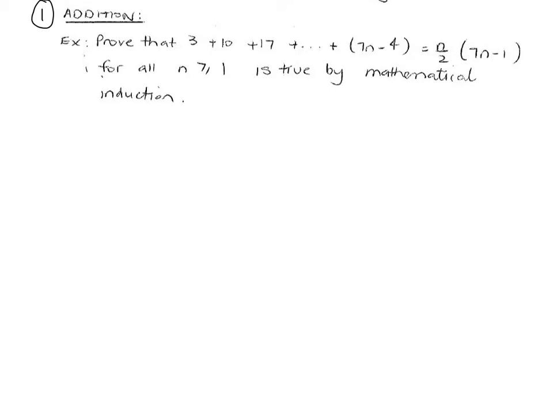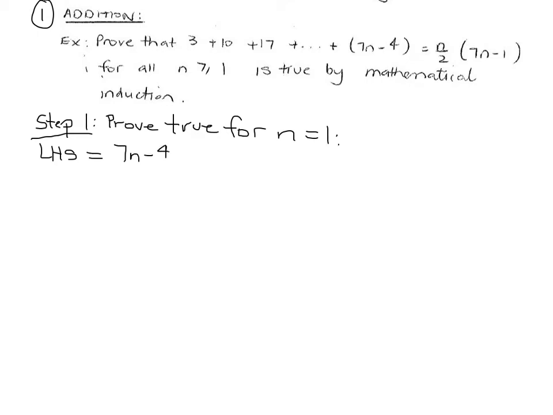Okay, let's start it. So step 1, if you look back, was prove it's true for n equals 1. So that's simply proving that the left-hand side equals the right-hand side when n equals 1. So we write prove true for n equals 1. And we write left-hand side equals, the general term is 7n minus 4. So it's 7 by 1 minus 4.